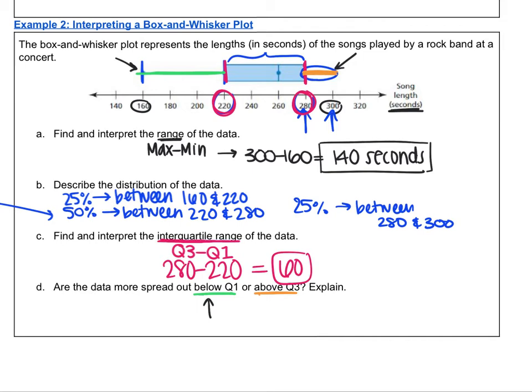Let me go back and repeat that. There's not more data. The data is more spread out. So we'll say the data is more spread out.